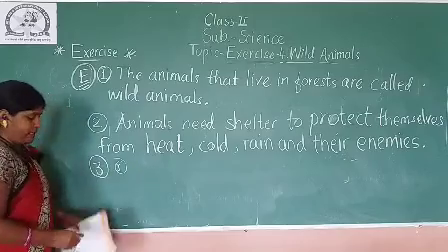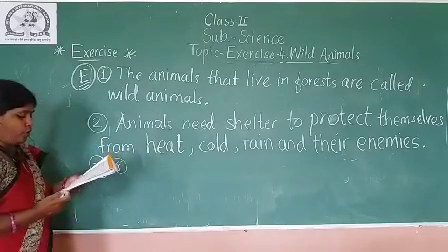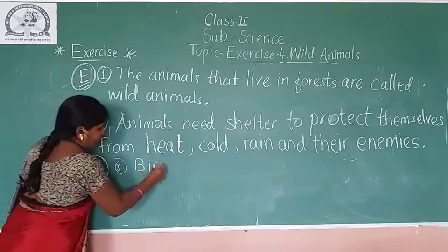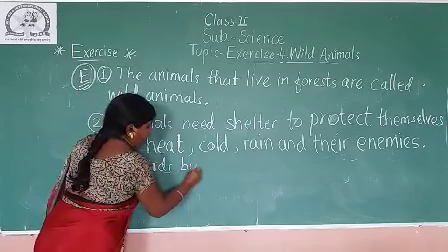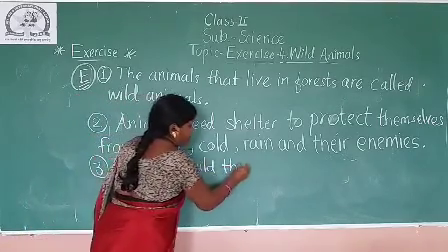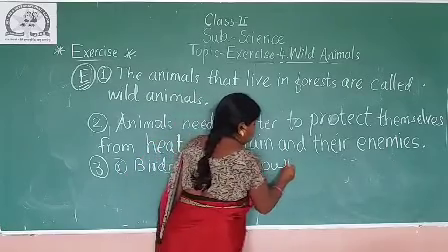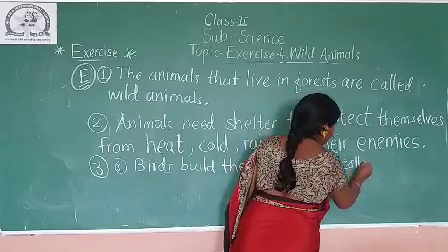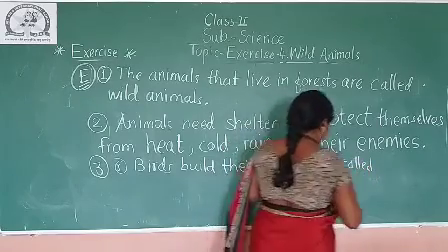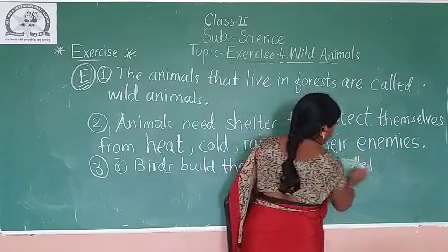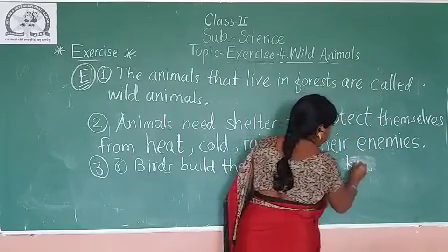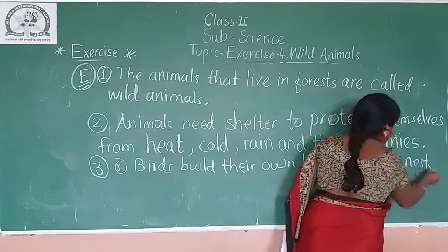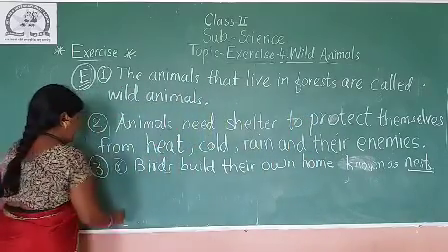The example number 1 is, I am writing, birds build their own home known as the nest. Birds build their own home, called nest, or known as, called is also correct, known as nest. Okay, and the second example is rabbit.